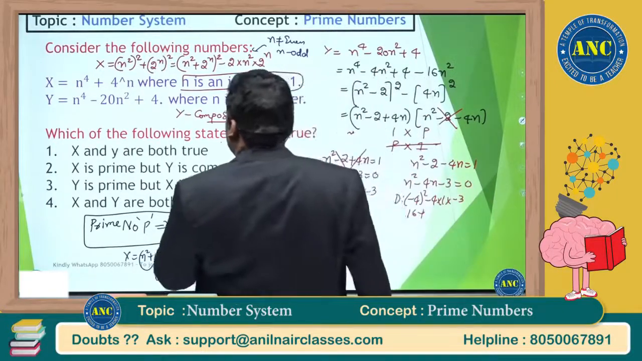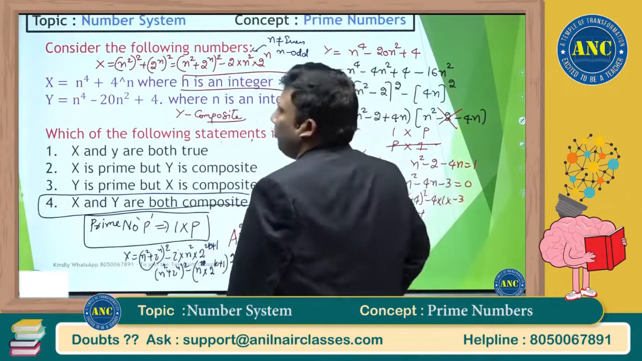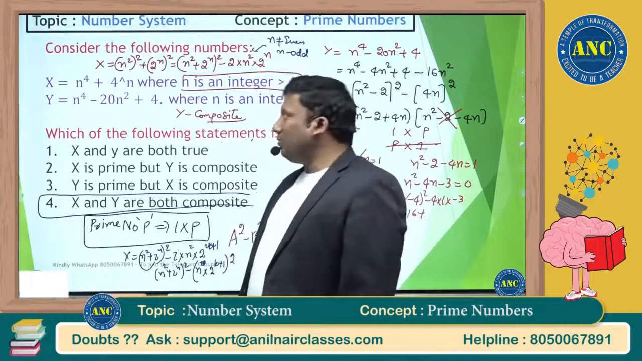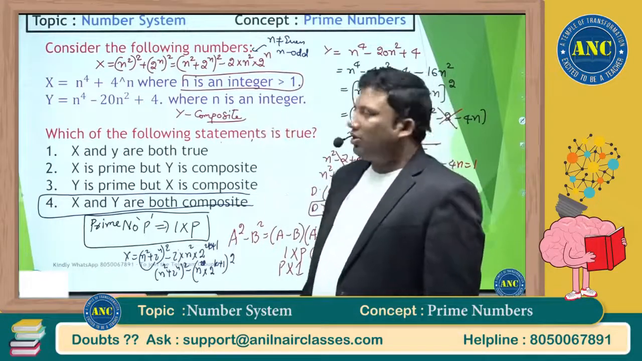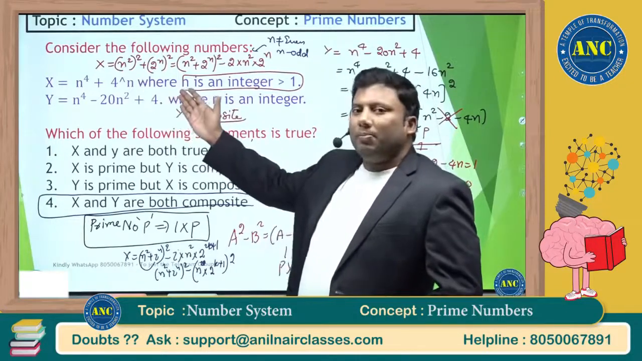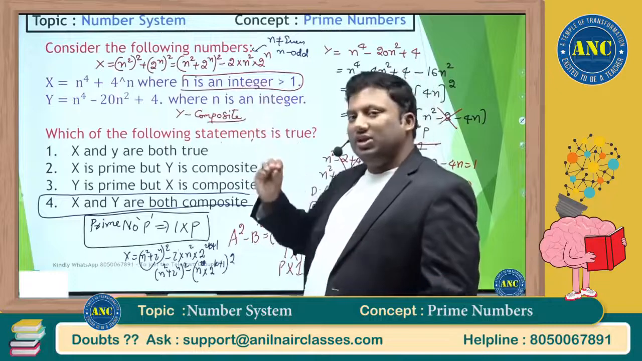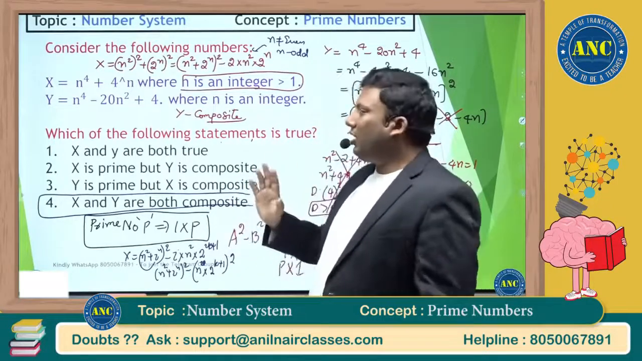Answer is x and y are both composite. Actually, you can take some values also. You can check it out. X equivalent to n power 4 plus 4 power n, n is an integer. If n is an integer, n could be an even number, n could be an odd number.